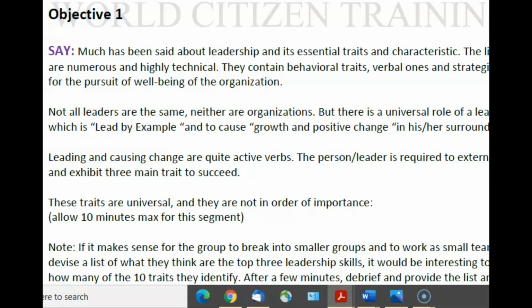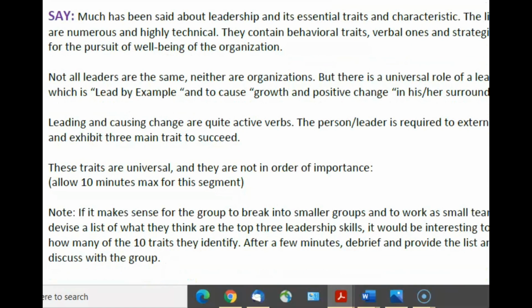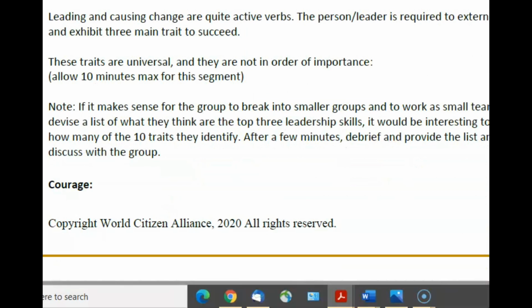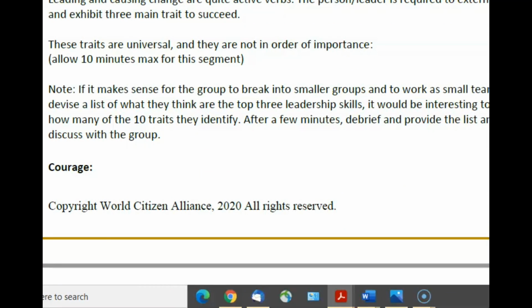You know, this is that leaders lead by example, and they cause growth and positive change. So there is an expectation that there's an impact, that leaders have some power and influence, and that they can change the way people think and behave. So there are 10 traits that the research suggests is universal, meaning wherever you are in the world, whatever sector you're in, a leader is a leader is a leader. So in terms of overall competency.